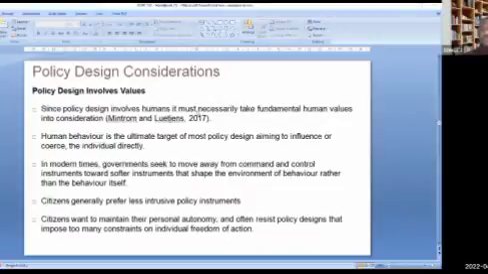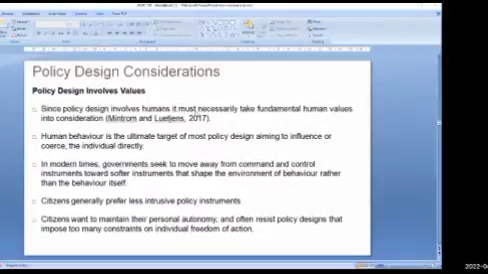Confirm that you see the correct slides. Yes, sir. All right.